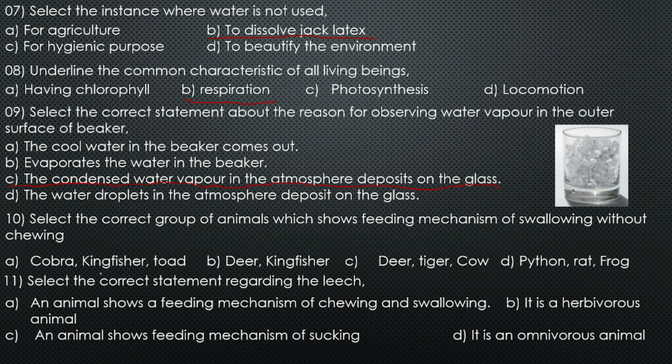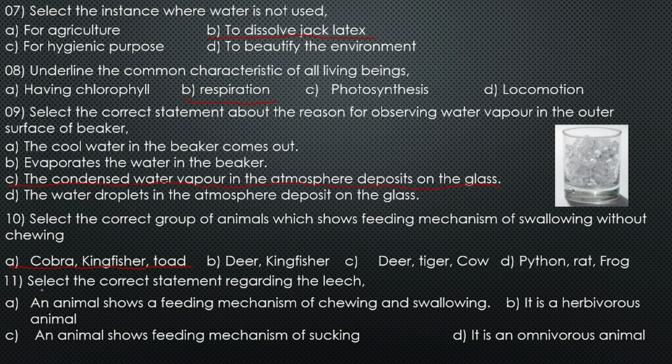Of course, they just swallow without chewing, therefore it can be taken as the answer. Deer, kingfisher, no, deer, of course, they masticate and they don't just chew and swallow. Deer, tiger, so cannot be taken as the answer. And python, rat, frog, cannot take them as. The answer is cobra, kingfisher and toad. So these three animals first swallow without chewing.